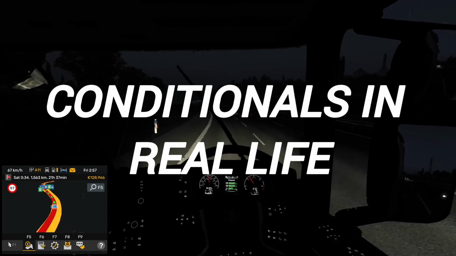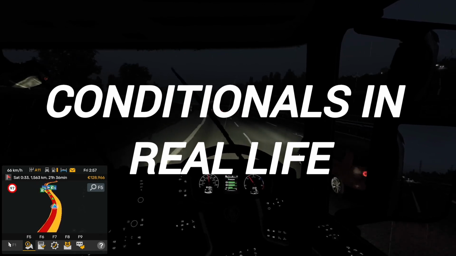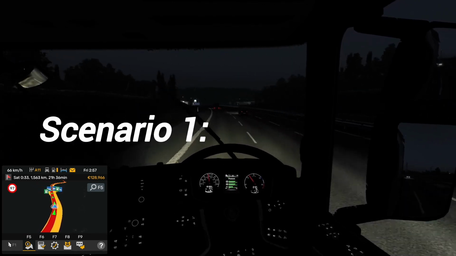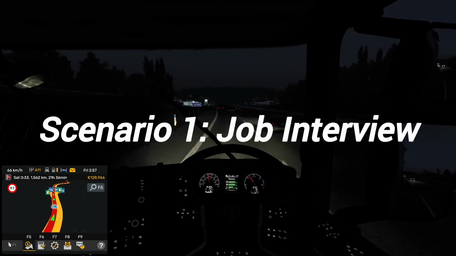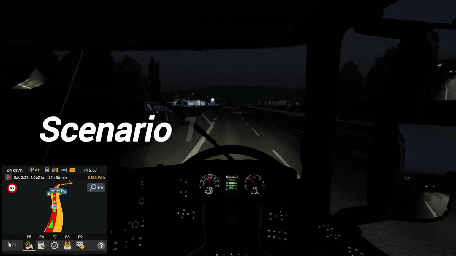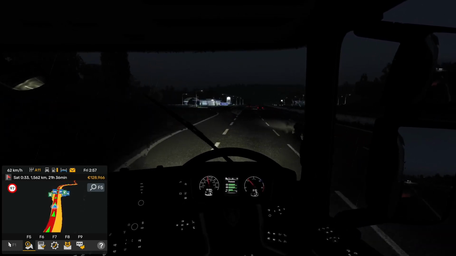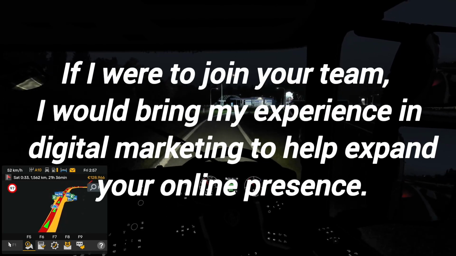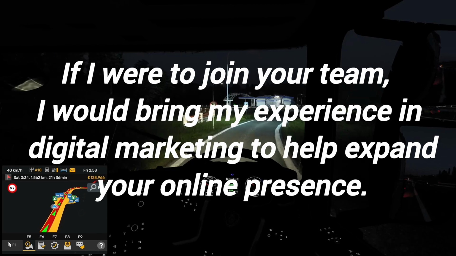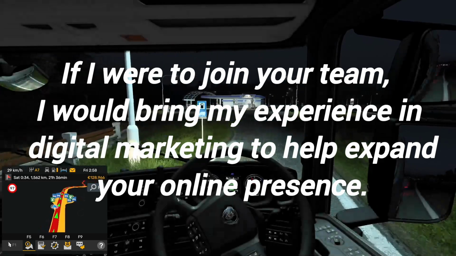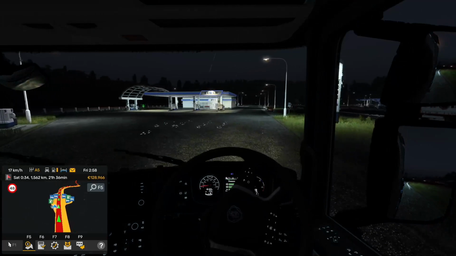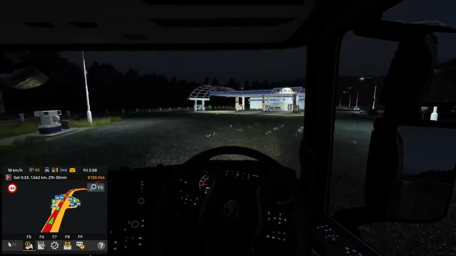Conditionals in real life. To wrap up, let's look at some real-life situations where you might use conditionals. Scenario 1. Job interview. In a job interview, you might use conditionals to talk about your skills and potential contributions. Example: if I were to join your team, I would bring my experience in digital marketing to help expand your online presence. This second conditional shows how you could contribute in a hypothetical situation.